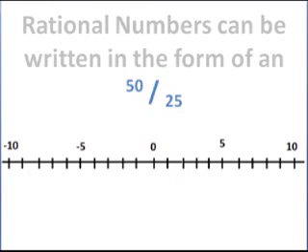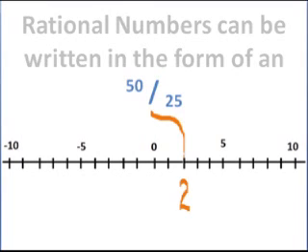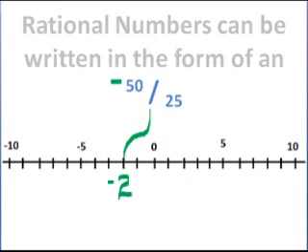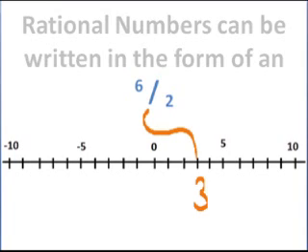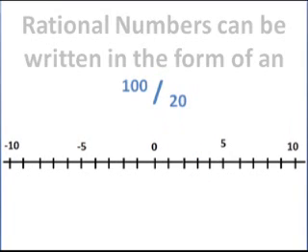50/25, that's an integer over an integer, and it's just a fancy way of writing the number 2 as well, and it falls there on the number line. -50/25 is just -2, and falls there on the number line. 6/2 is just a fancy way of writing the number 3, and falls there on the number line. 100/20 is the same thing as 10/2, and that's just 5, and falls there on the number line.